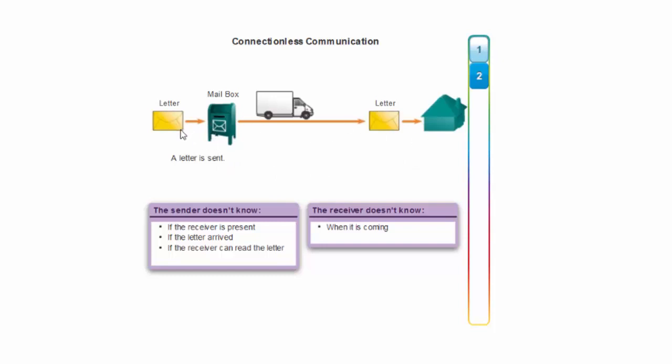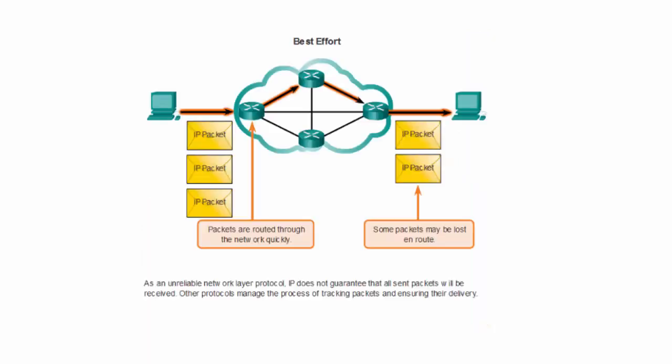So the source, when it has an IP packet, sends the packet right away on the network, and the routers will route this according to the destination IP address. There's no guarantee that this IP packet will arrive to the receiver, and there is no way for the receiver to figure out when the IP packet is coming, because there's no end-to-end connection.